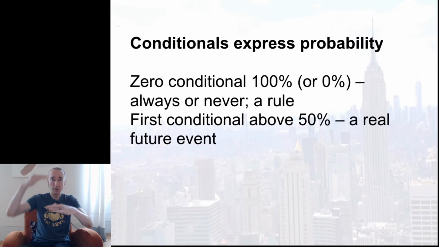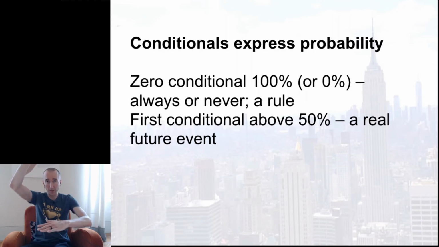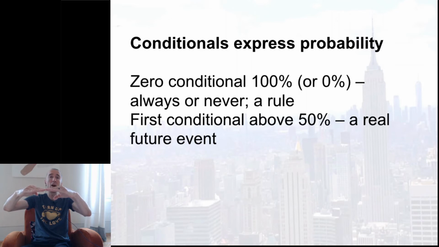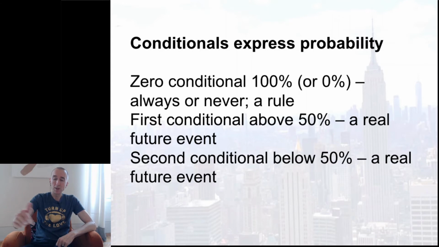The first conditional, we can start to divide our sense of probability. We have 100%, 0%. Now everything between that will be covered by the first and the second conditional. We can think of the first conditional as being everything over 50%, but not 100, and the second conditional being everything which is under 50%, but not 0. So, the first conditional, above 50%, second conditional, below 50%, both of those talking about real future events.